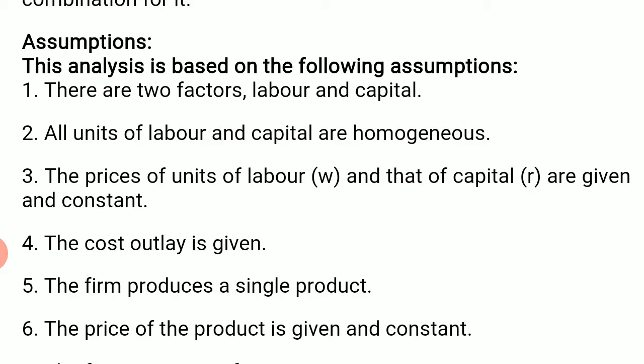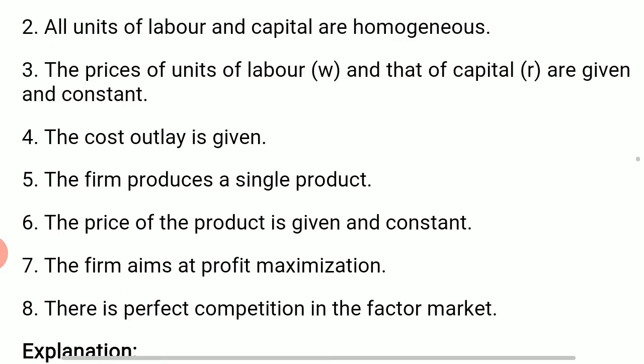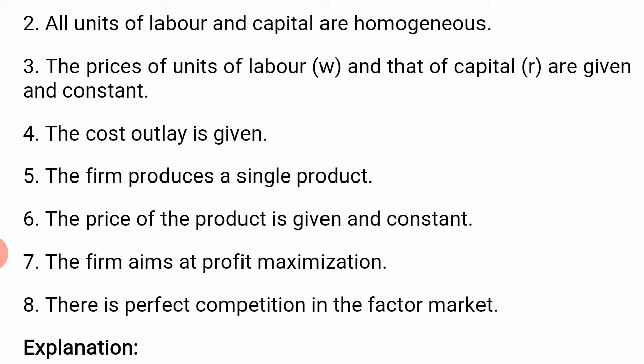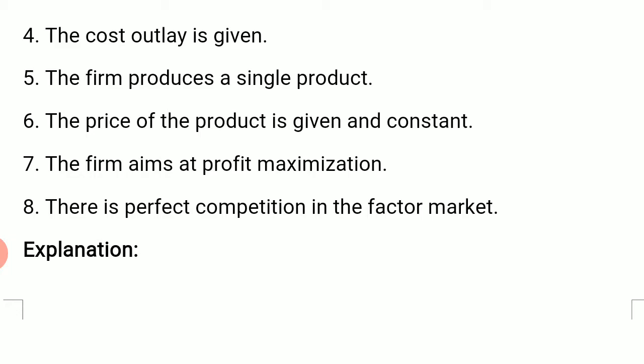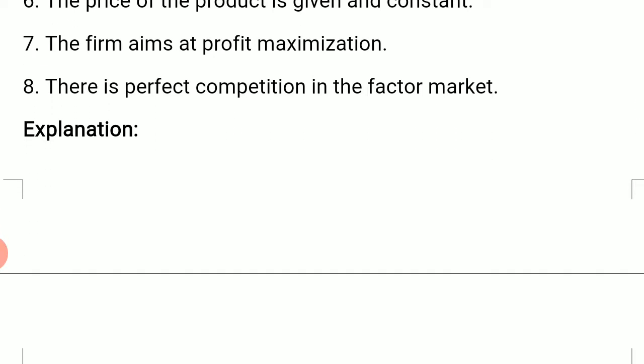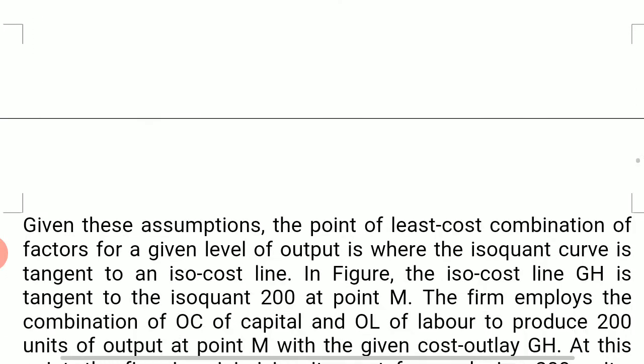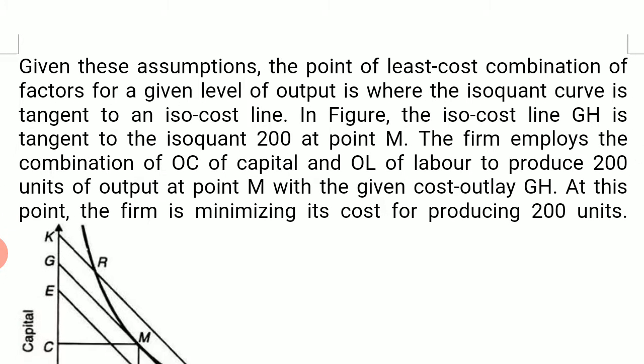Now, producer equilibrium is based on some assumptions. First, there are two factors, labor and capital. Second, the units of labor and capital are homogeneous. The third one is the price of a unit of labor W and that of capital R are given and constant. Fourth, the cost outlay is given. Fifth, the firm produces a single product. Sixth, the price of the product is given and constant. Seventh, the firm aims at profit maximization. And the eighth one is there is perfect competition in the market. Now I'm going to give the explanation of this.